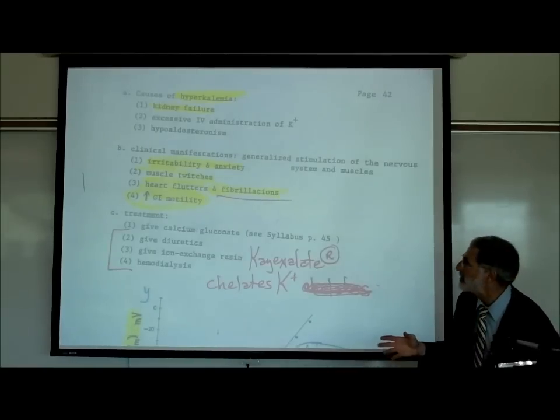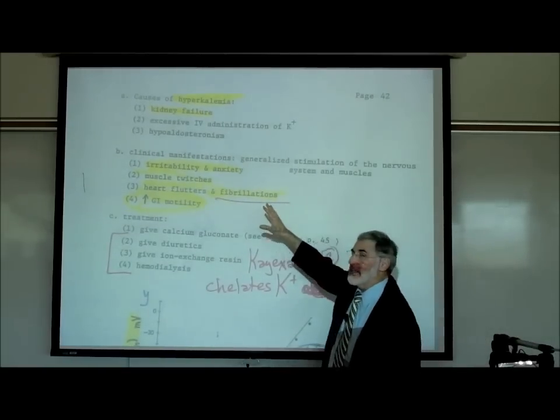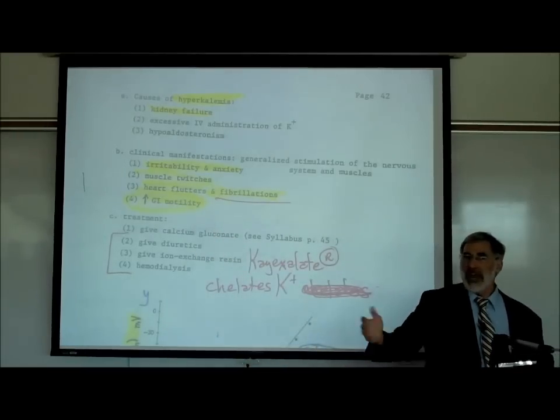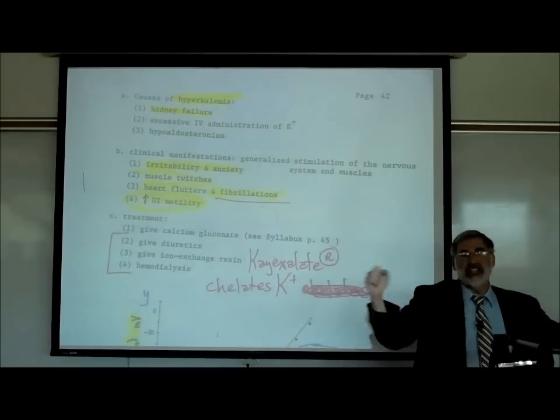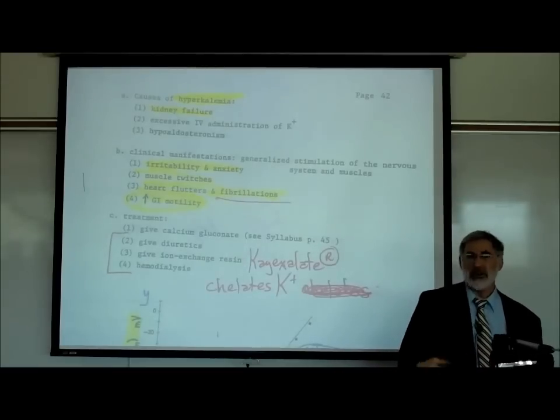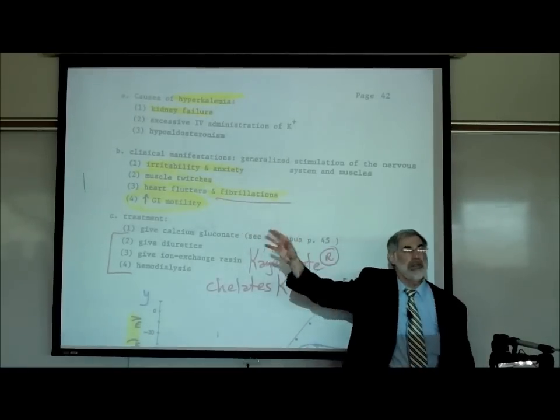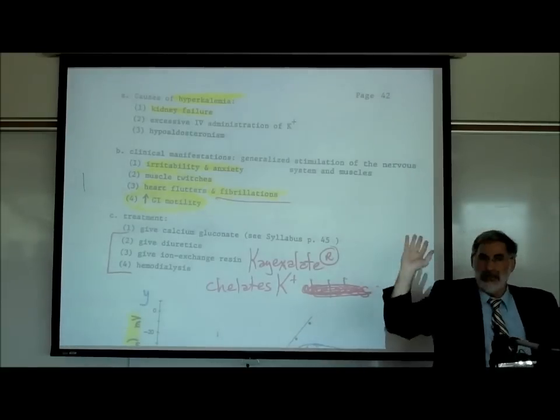It's just the reverse. So what happens in hyperkalemia is an increase in electrical activity in the nervous system, an increase in electrical activity in the brain causing seizures, an increase in electrical activity in the skeletal muscles causing twitches, an increase in electrical activity in the heart, and the heart rate starts speeding up faster and faster. It goes into a flutter and fibrillation, and the heart starts fibrillating and the person dies.